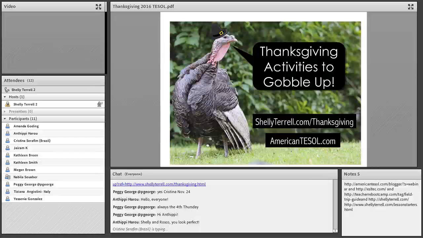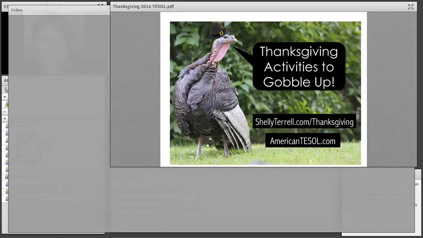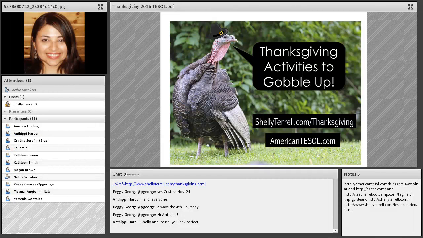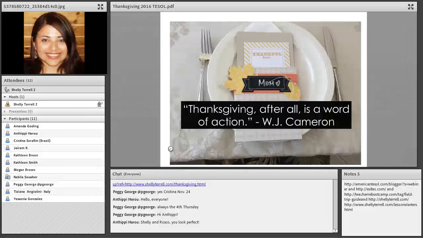Thanksgiving is a really great time to celebrate all kinds of things with your students. The reason why is because there's so much that your students can learn about culture, and they can show appreciation. They can also learn about assimilation, about collaboration with other countries. And that's really important for language learners.